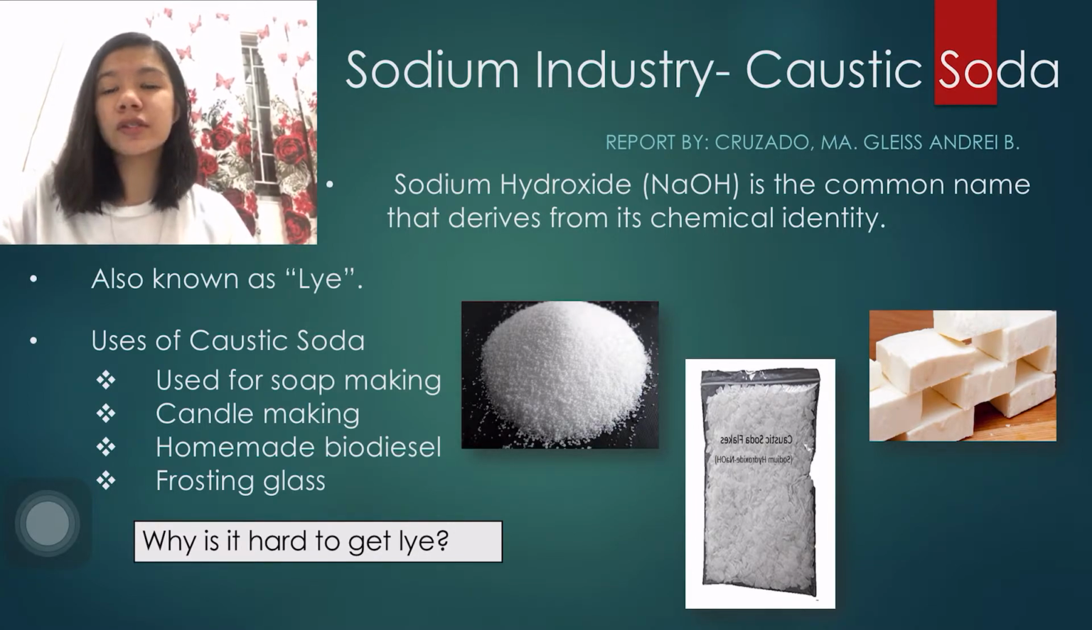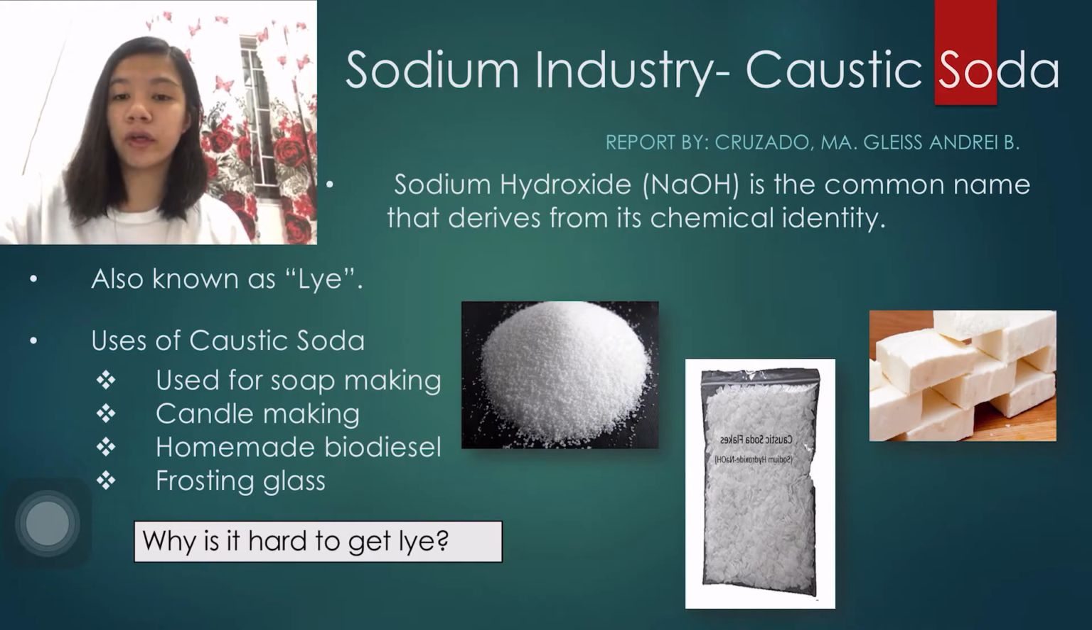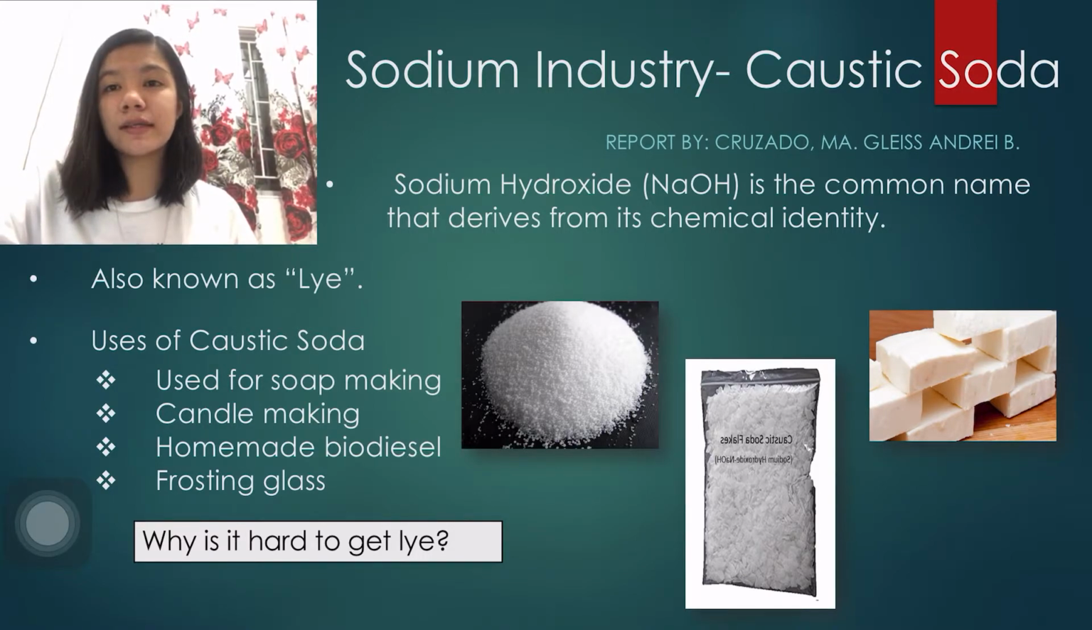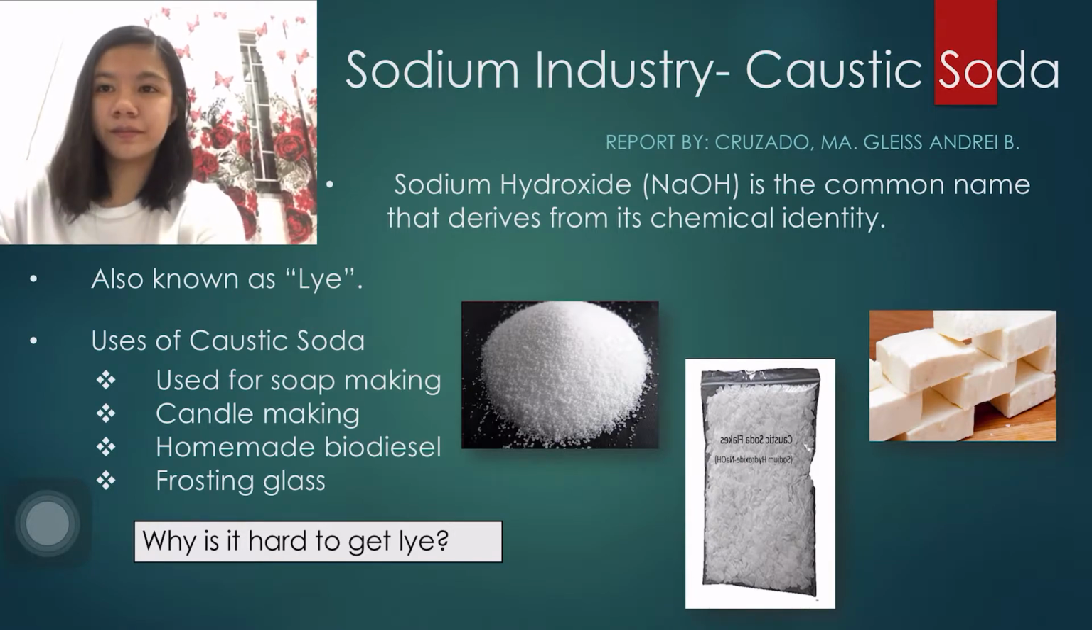So caustic soda has uses. It's used for soap making, candle making, homemade biodiesel, roasting glass, and others. So why is it hard to get lye? Because it can be used to control pH during methamphetamine production.